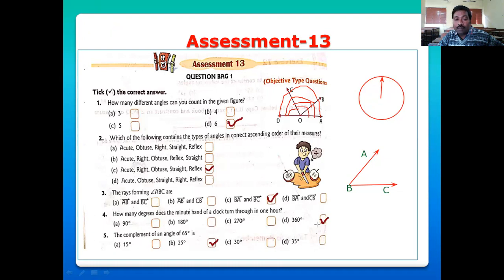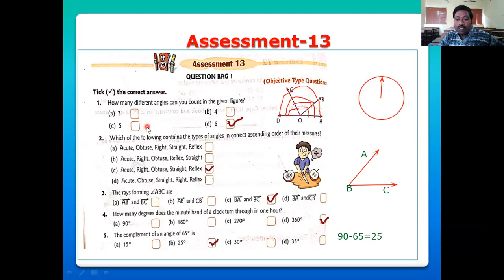This is your answer. The complement of an angle of 65 degrees. How can we find the complement of the 65 degree angle? We know that if the sum of two angles is 90 degrees, then they are complements of each other. To find the complement of any angle, we subtract it from 90 degrees. When we subtract 65 from 90 degrees, we get 25 degrees. So our answer will be B.